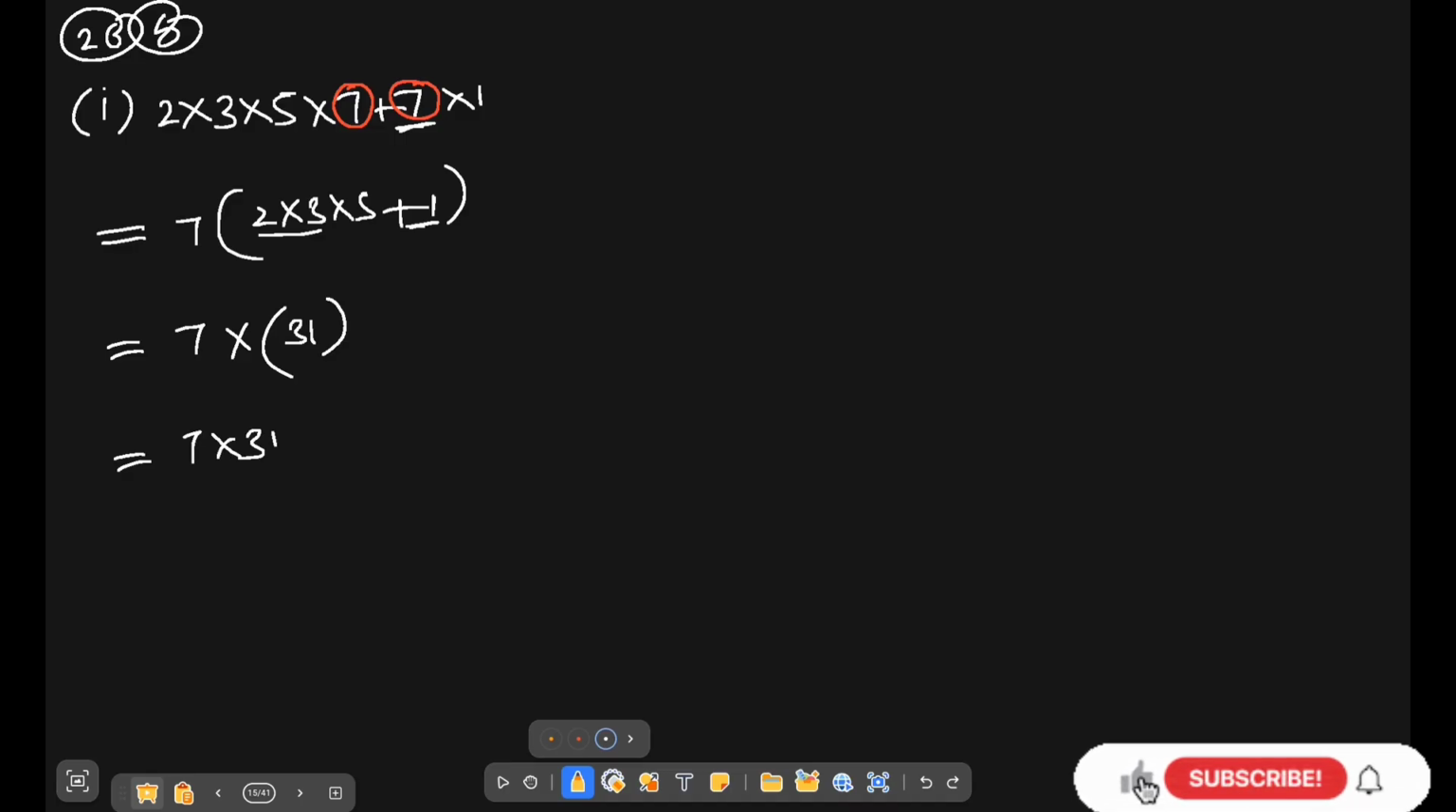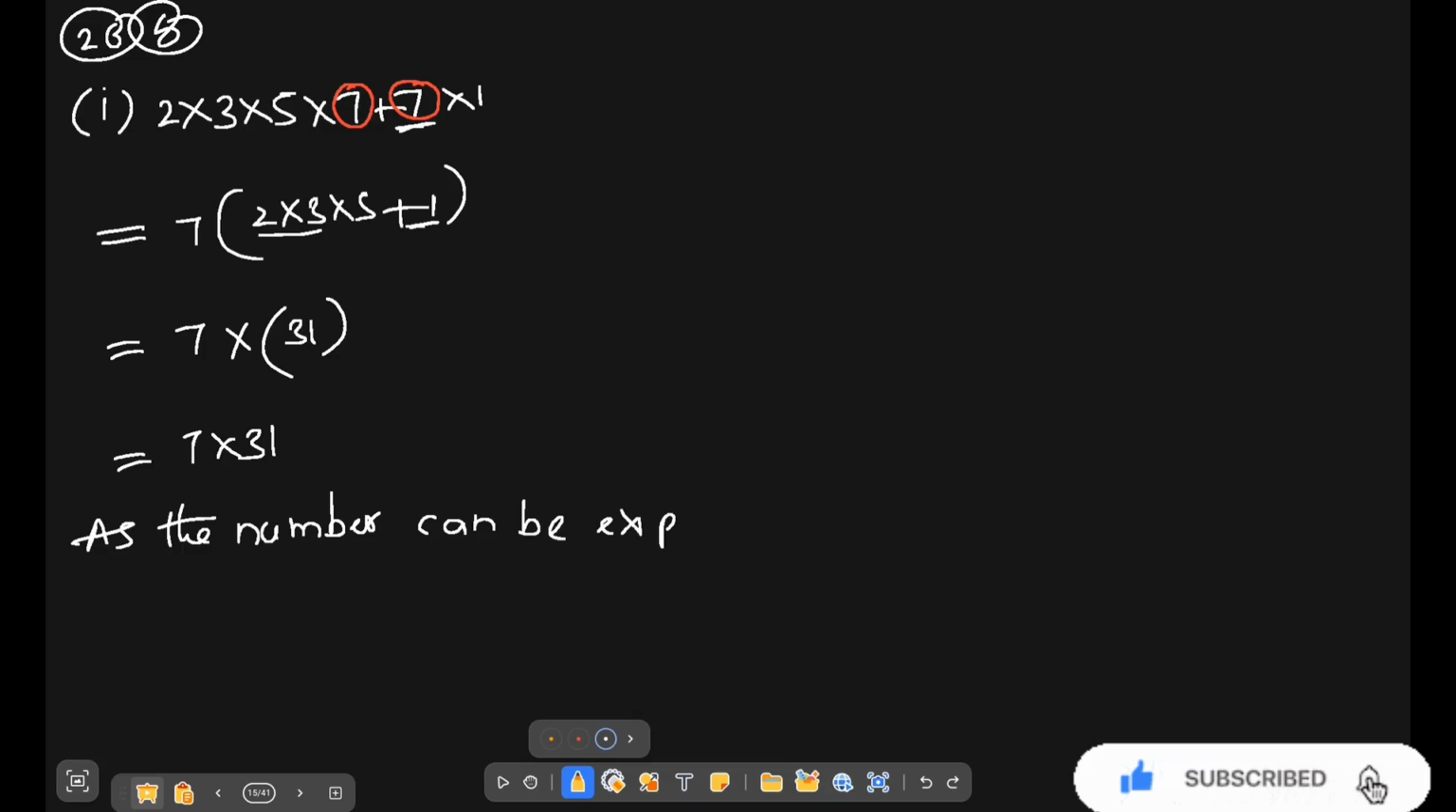When a number can be written as a product of two numbers other than 1 and itself, it is a composite number. So we can write like this, the number can be expressed as a product of two numbers.